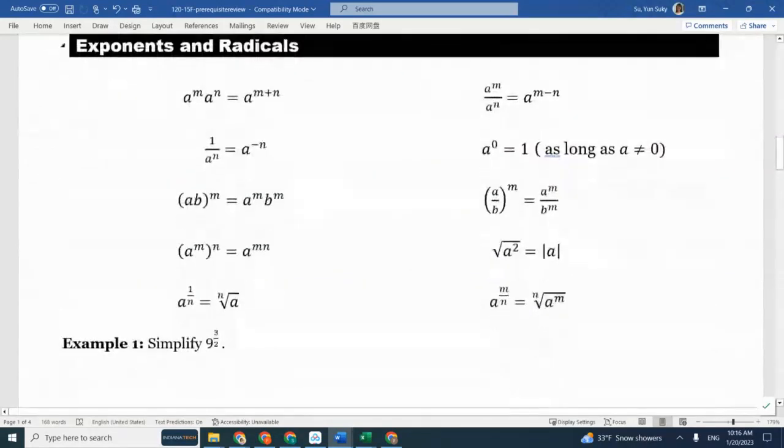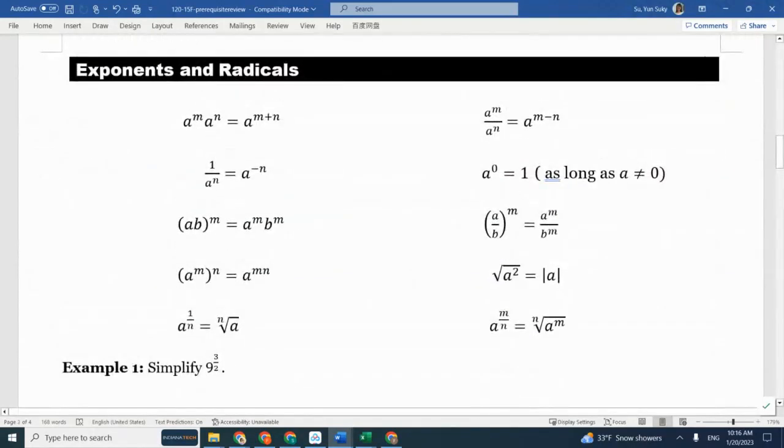Okay. So and then continue with exponents and radicals. So a to the m times a to the n is a to the m plus n. Do you remember that? We add the exponents. A to the m over a to the n is a to the m minus n. We subtract the exponents, right? And 1 over a to the n: if you move it upstairs, your exponent becomes negative.